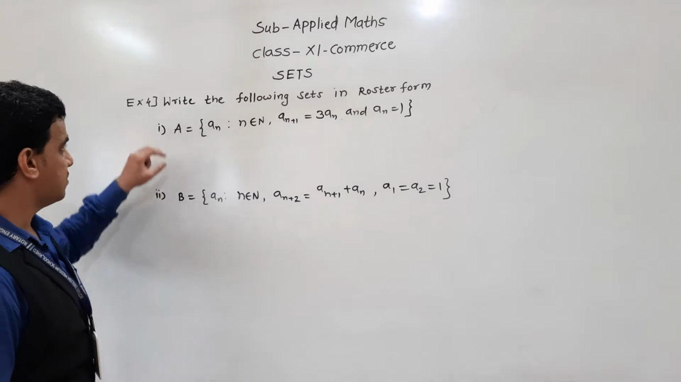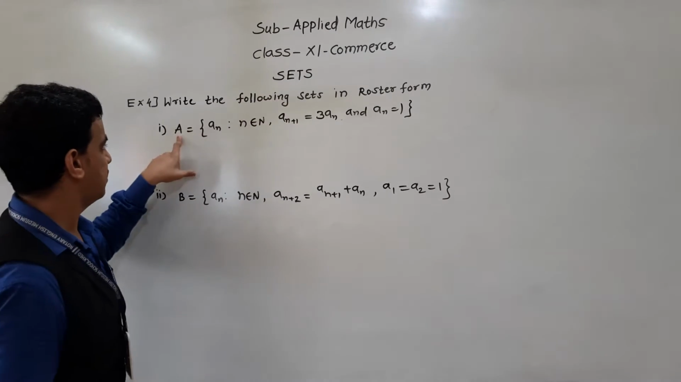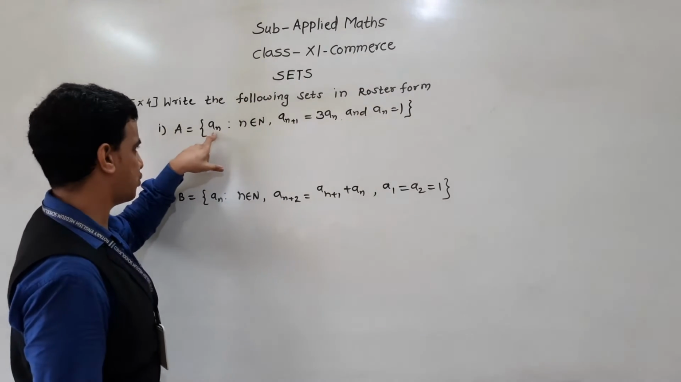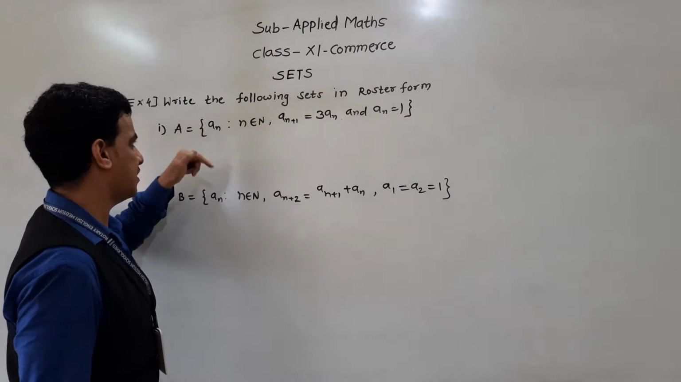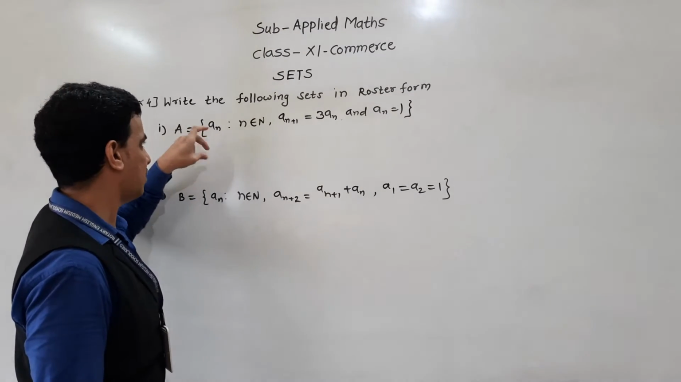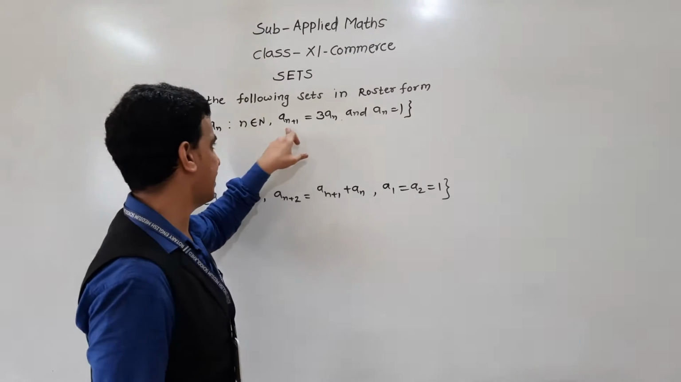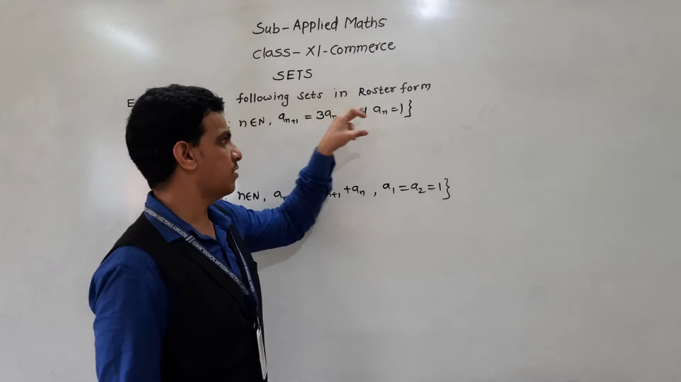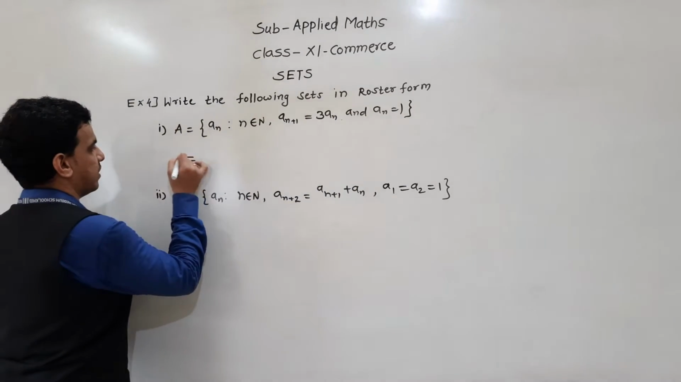The fourth example is write the following sets in roster form. First one is A is equal to the collection of all a n, such that n belongs to N, and a n plus 1 is equal to 3 a n, where a 1 is equal to 1 given. Okay, so we can write this set.